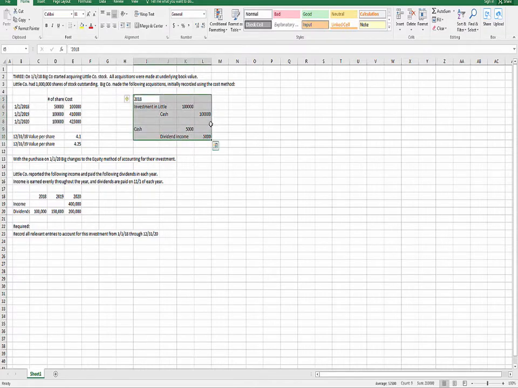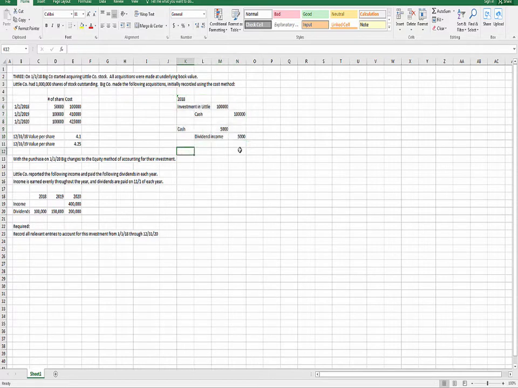And then finally, let me move these over. Finally, at the end of the year, we need to do our cost versus market value comparison. So at the end of 2018, let's put this over here. Cost, market. The cost of our investment is $100,000. The market value, we have 50,000 shares, which are now worth $4.10 each. So market value is $205,000.